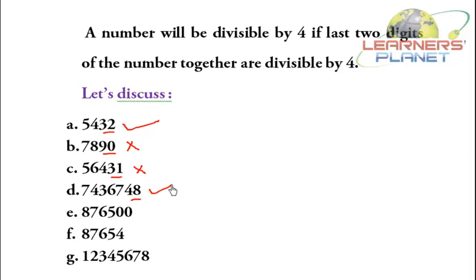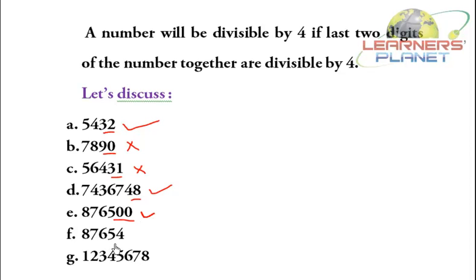Whatever may be the size of the number, that doesn't matter at all. We just have to concentrate upon the last two digits. Okay, whether the number has 5 digits, maybe 6 digits, maybe 10 digits, or maybe 100 digits, you have to concentrate upon the last two digits. In this case, we are having two zeros. That means the number is a multiple of 100, and 100 is divisible by 4. Hence, this complete number will be divisible by 4.